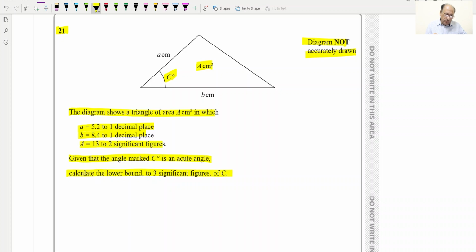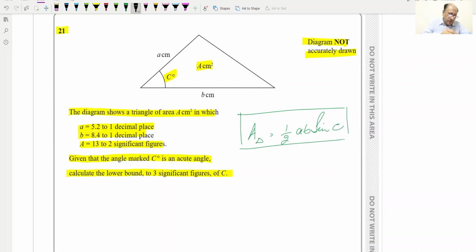So for the lower bound we require the area. We know the area formula is what? The area of a triangle is equal to 1 by 2 times a b sine of C. So this is the formula which we will be applying, and now we need to write down these lower bounds and upper bounds, and then after that we will understand which values we need to use.